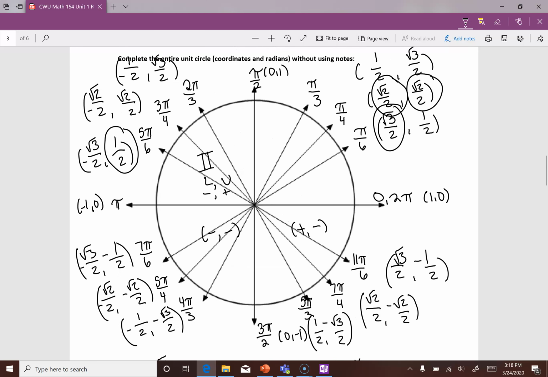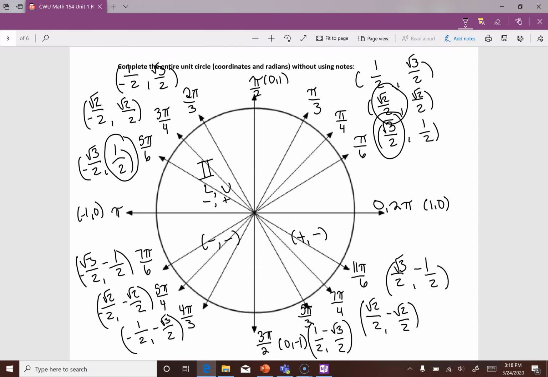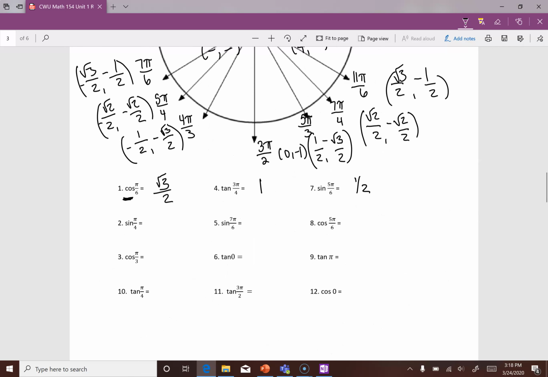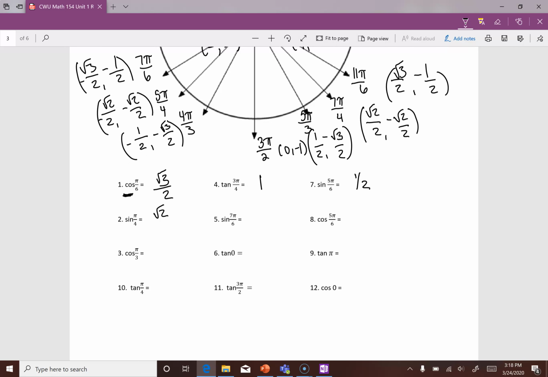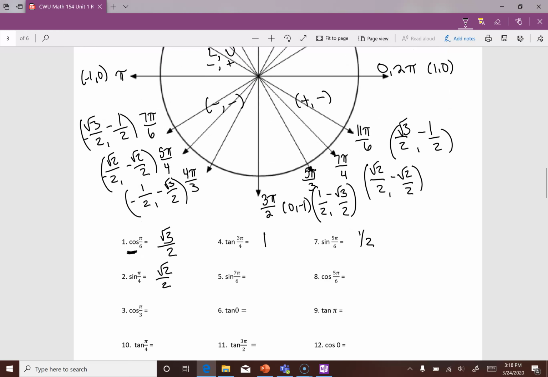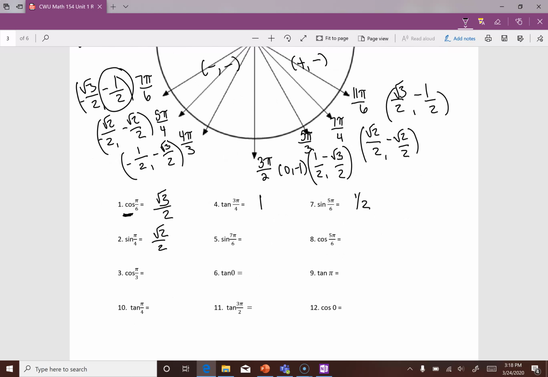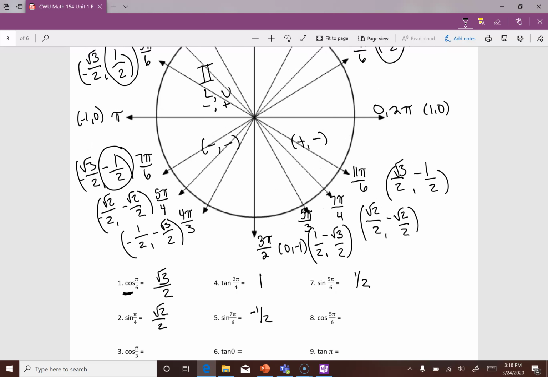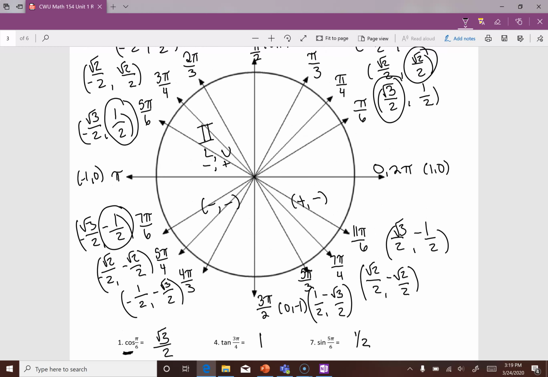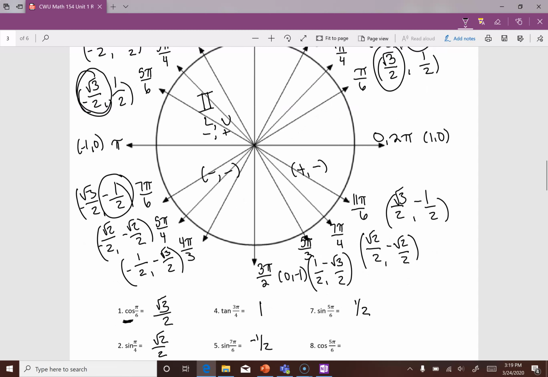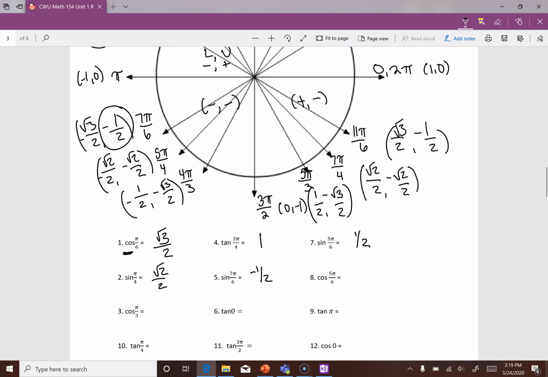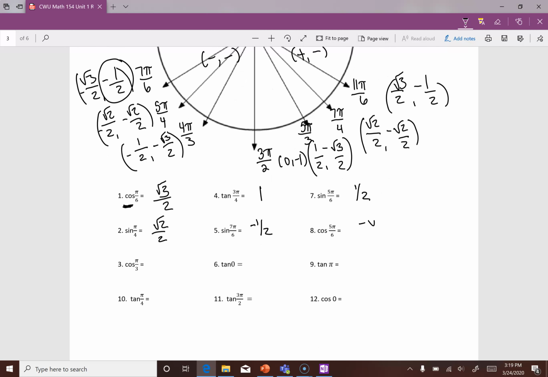Sine of pi over 4 is located right here. The second coordinate. That's a root 2 over 2. Sine of 7 pi over 6 is again our second coordinate. In this case, it's going to be a negative 1/2. Cosine of 5 pi over 6 is going to be my first coordinate here. So that is going to be negative root 3 over 2.